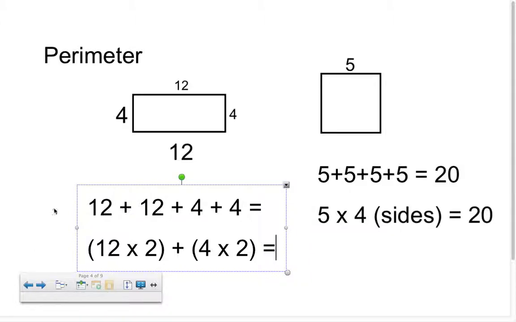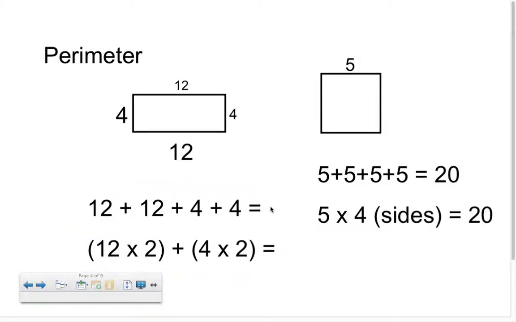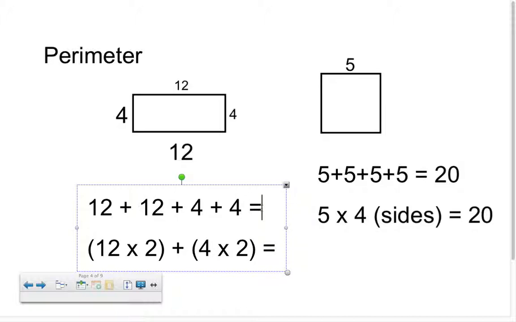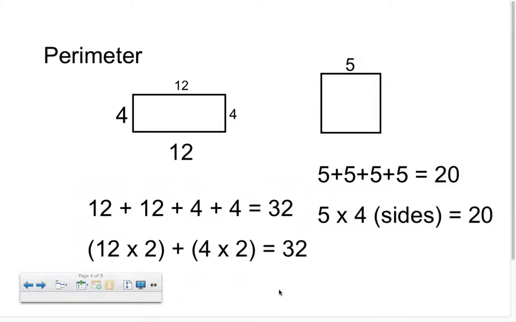And they would both get us the same answer. They would. 12 plus 12 is 24. Plus 4 is 28. Plus 4 is 32. And over here, if we did 12 times 2, we'd get 24. And then if we did 4 times 2, we'd get 8. And 8 plus 24 also equals 32. So we're adding all the sides together, guys. That's basically what perimeter is.